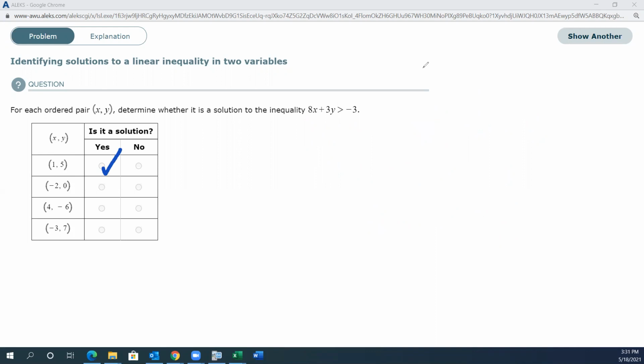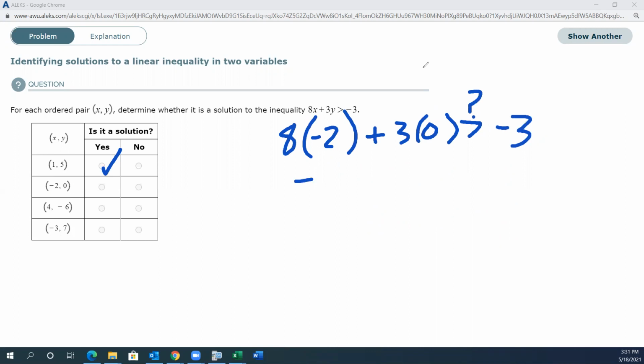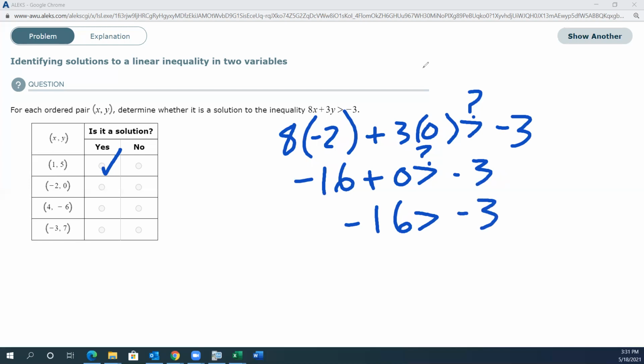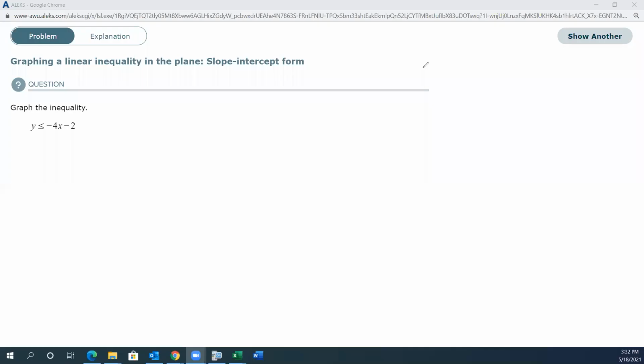So we try another one. How about the next one? When x is -2, y is 0. So we plug them in. And is that bigger than -3? No, it is not. So that is not a solution. And that's all you do for each of these. You're just going to plug them in and see if they work.